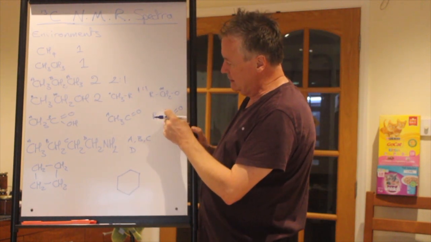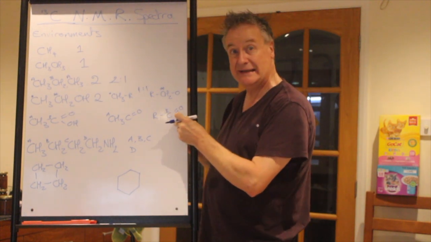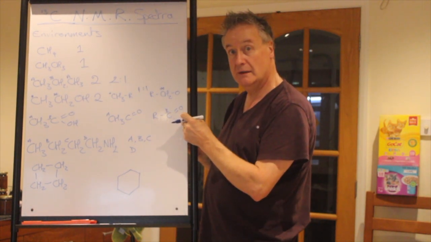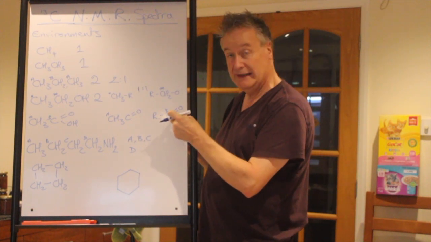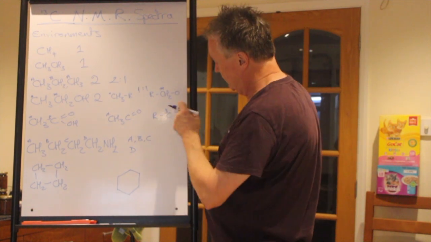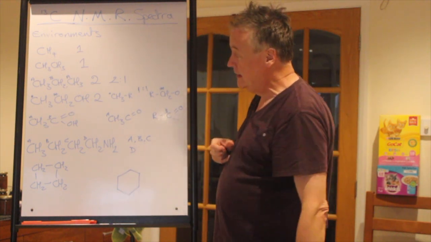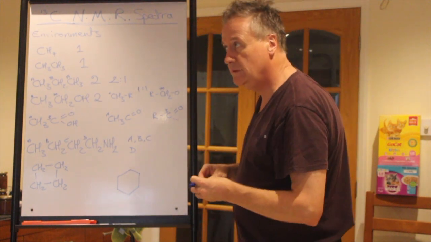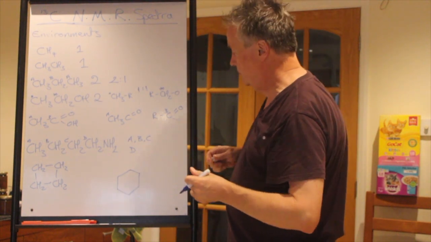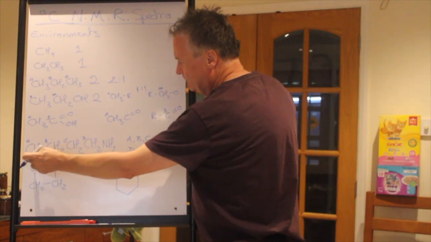So B represents a carbonyl. Now that could be anything, a number of things: it could be an aldehyde, it could be an ester, but it represents that arrangement. When we get to this here, butylamine, or 1-aminobutane is another name people use for it.